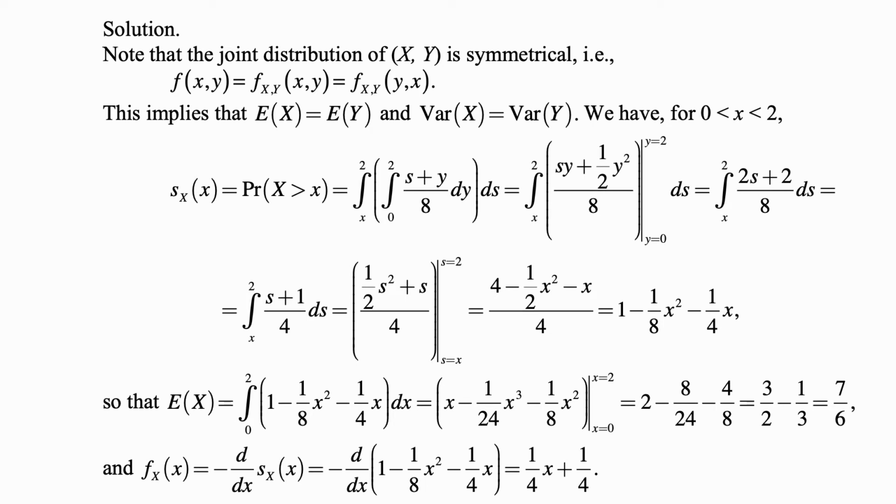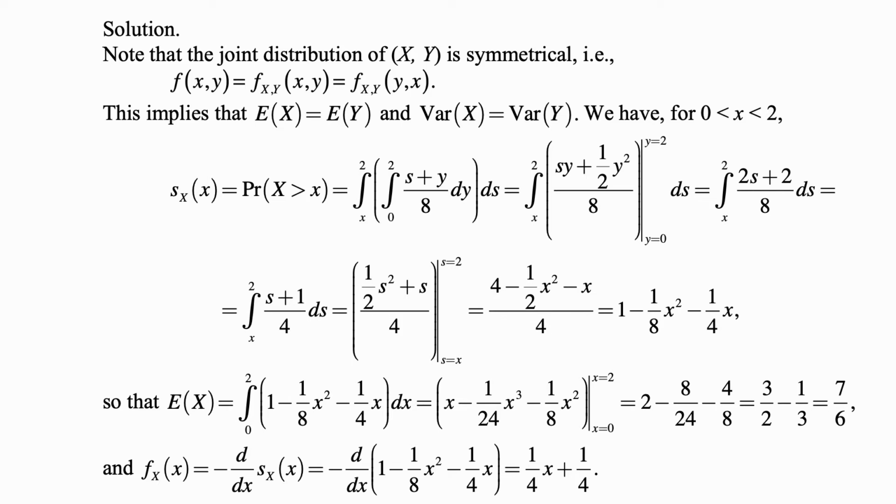So note that the joint distribution of X, Y is symmetrical. That is, f of x, y, I like writing the random variables in subscript, so f sub XY of x, y, is equal to f sub XY of y, x. It doesn't make any difference if you switch the variables. And this implies that E of X is equal to E of Y, and variance of X is equal to variance of Y.